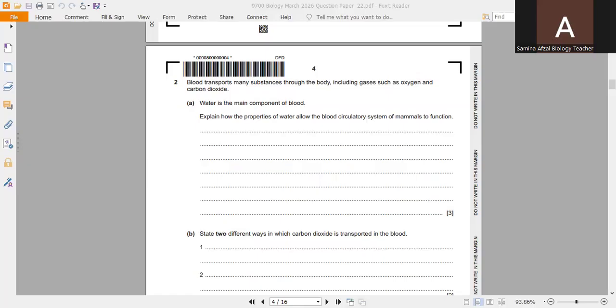And thirdly, I would like to say that it has fluidity and low viscosity. Being a liquid at body temperature allows blood to flow easily through narrow blood vessels like capillaries under pressure. The hydrogen bonding between water molecules creates high cohesion, ensuring a continuous column of fluid that can be efficiently pumped by the heart throughout the vascular system. So these are some of the functions. I would like to write all of them.